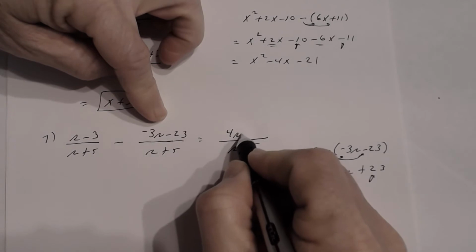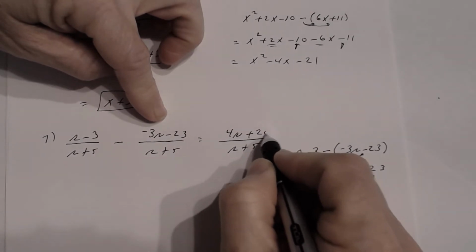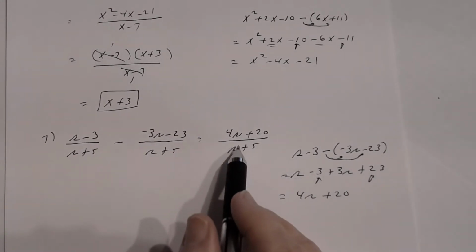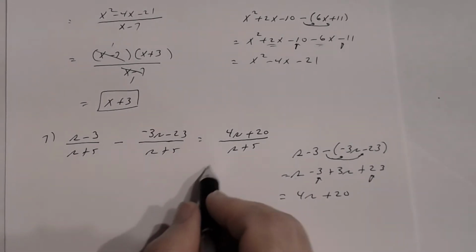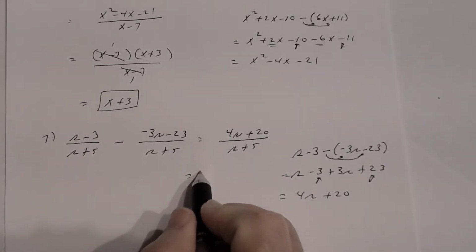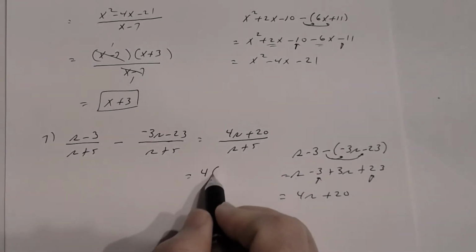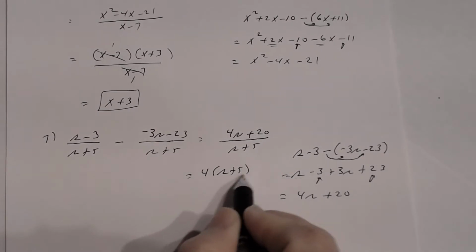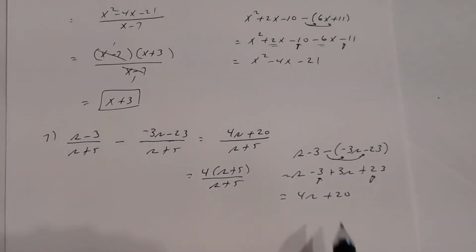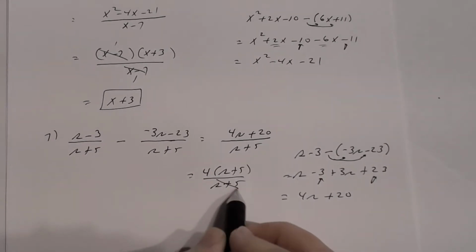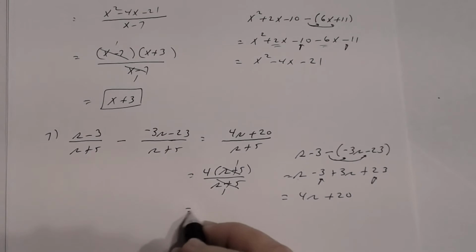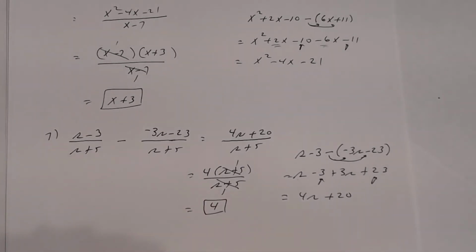So 4s plus 20. What do you think the next step is? The next step is to factor, and then after that, it's reduce. So I can factor the numerator. I can factor out a 4. So I get 4 times s plus 5, and that's being divided by s plus 5. And then what do you think the next step is? The next step is to reduce. Divide out your common factors. Don't forget to put factors of 1 in their place. And so you get 4 as the answer.